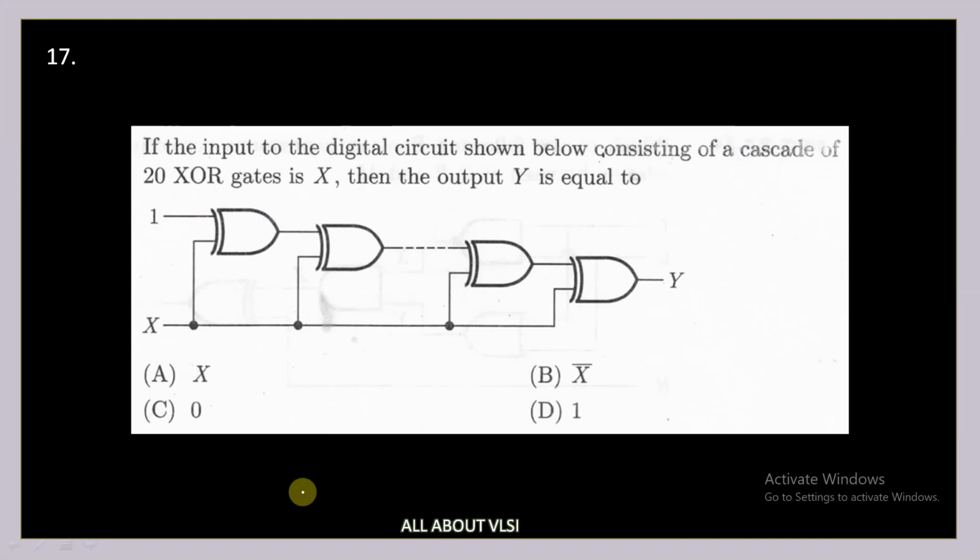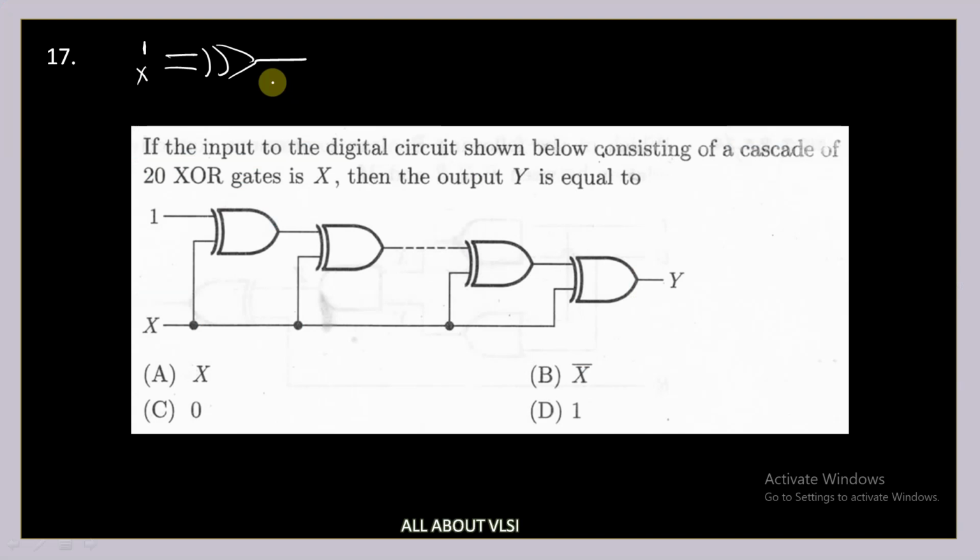So let us try to solve this problem. How we are going to solve this problem, let us see. So we have an XOR gate like this, and for one of the pins we have 1 and for another pin we have X. So what is the output of this XOR gate? If you have this combination, what is the output of your XOR gate?